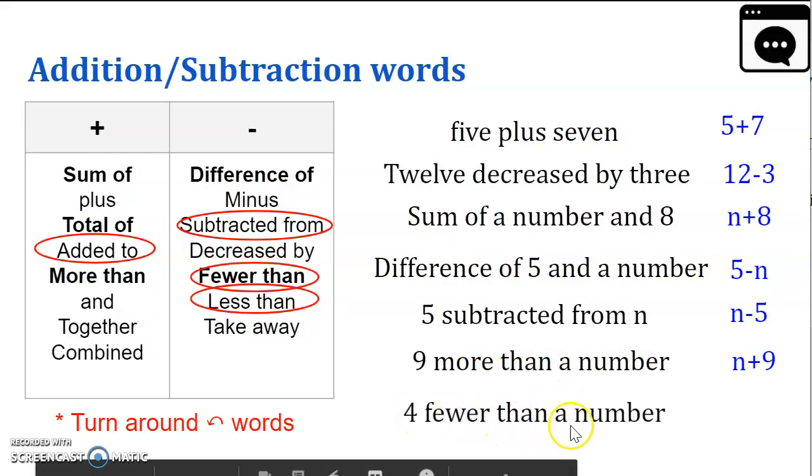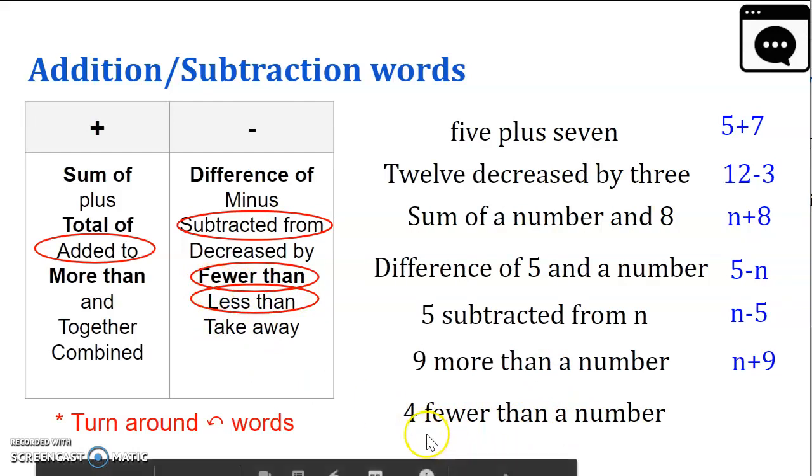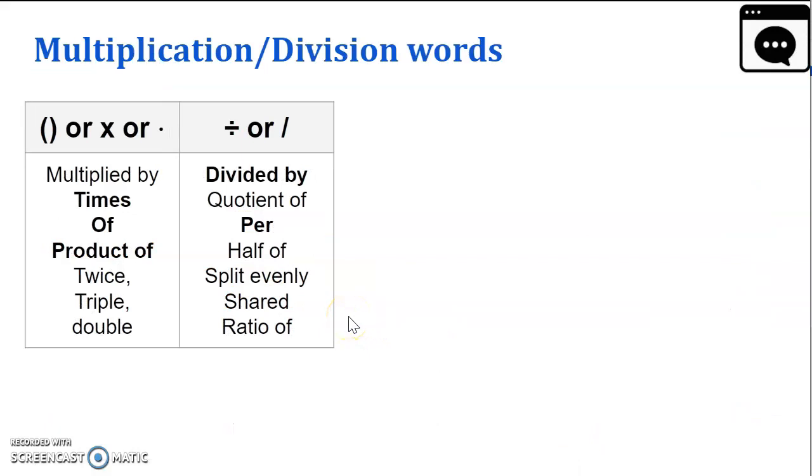What about 4 fewer than a number? Fewer than is a turnaround word. That means it's going to be n minus 4. Great. Then let's explore the multiplication and division words.